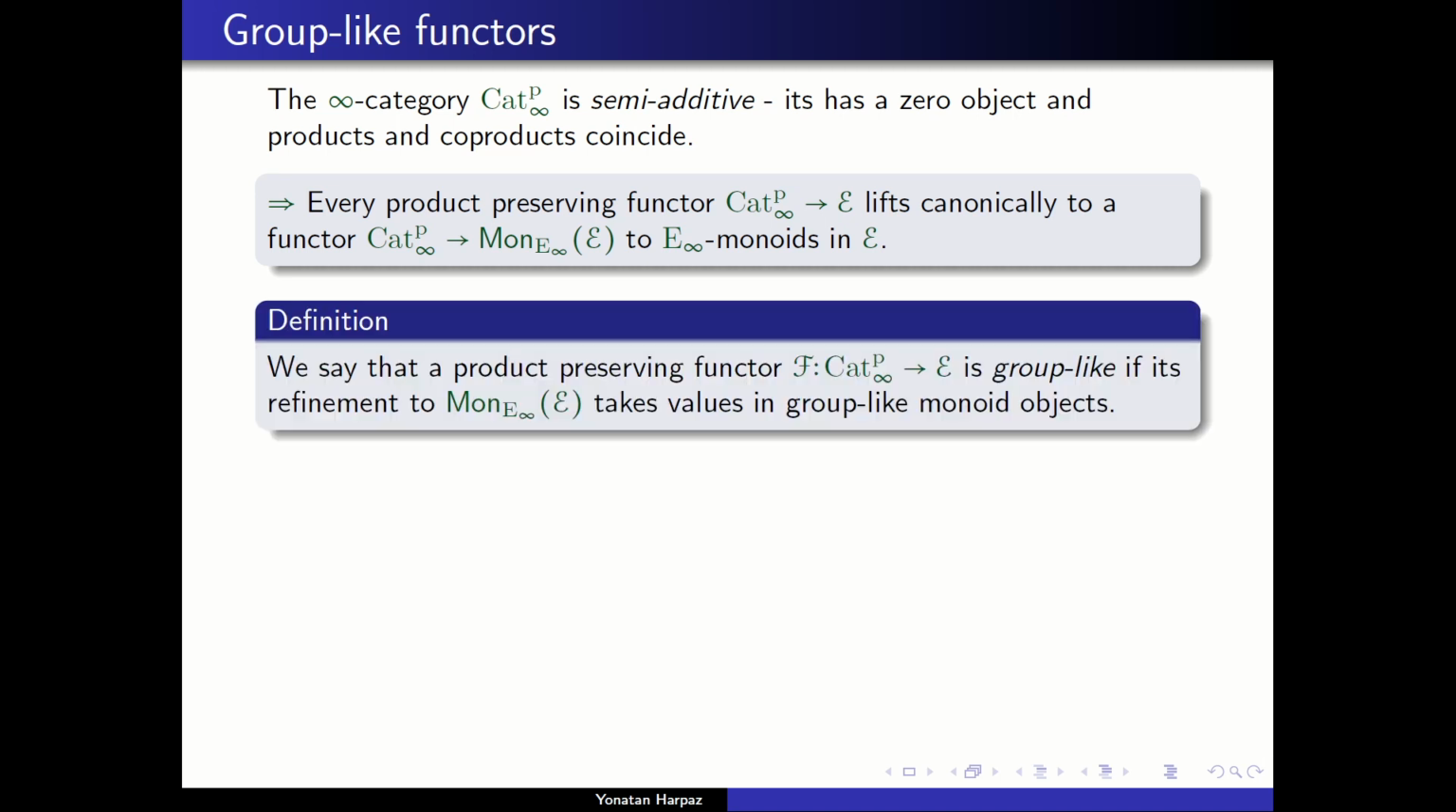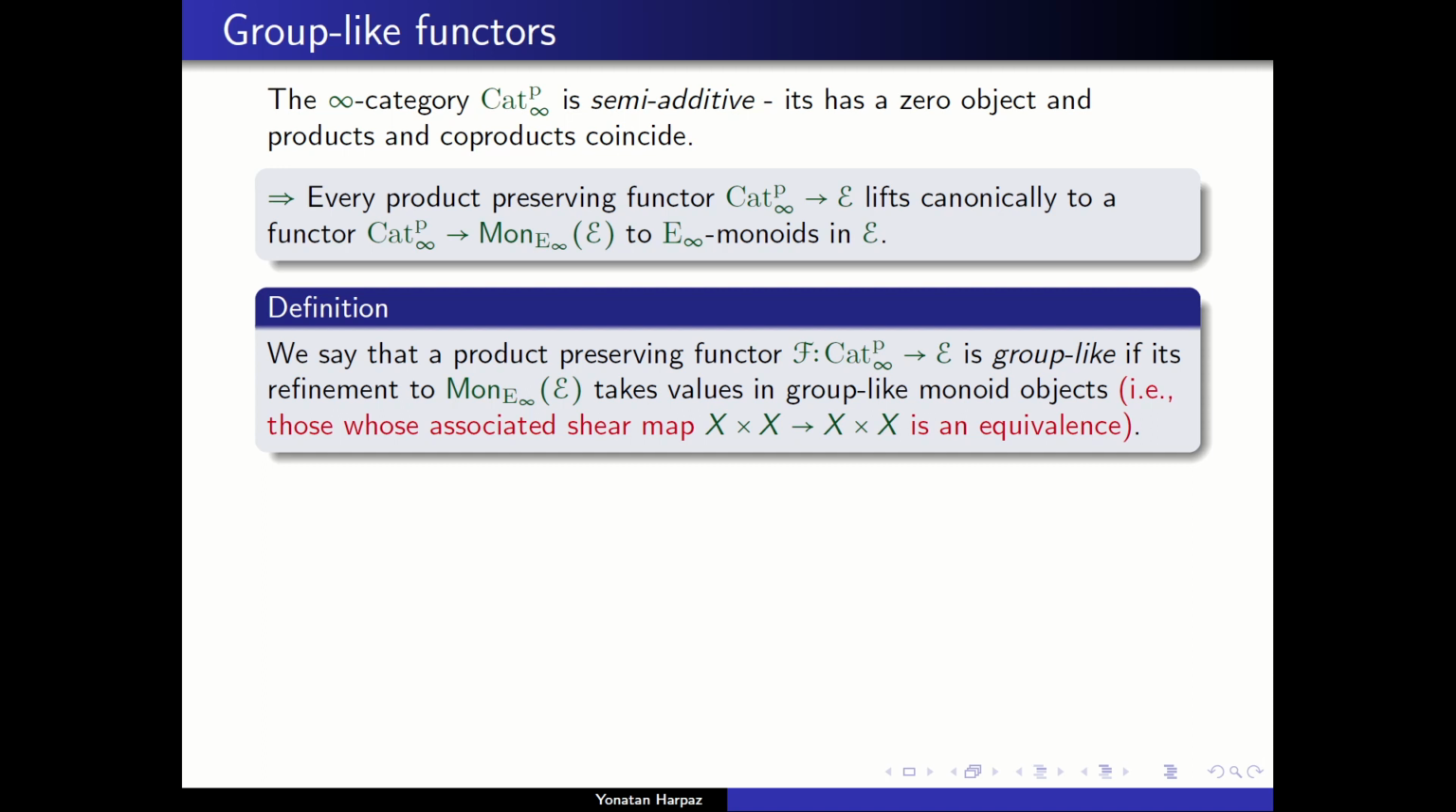We then say that a product-preserving functor F from Cat^p to E is group-like if its refinement to infinity monoids takes values in group-like monoid objects. Here we recall that a monoid object X is called group-like if its shear map from X × X to X × X is an equivalence. This is the map whose first component is given by the projection on the first component, and the second component is given by the sum, the monoid operation on the two components.